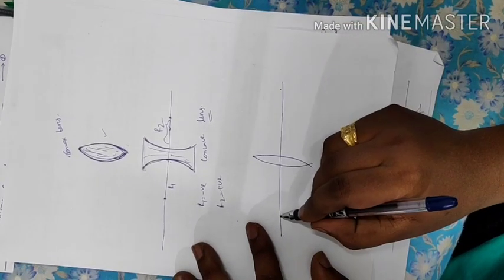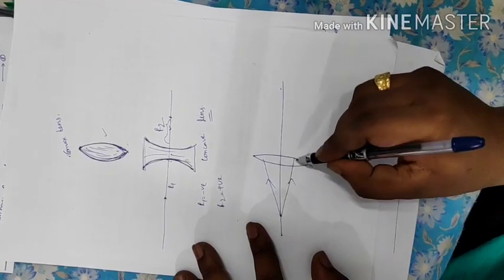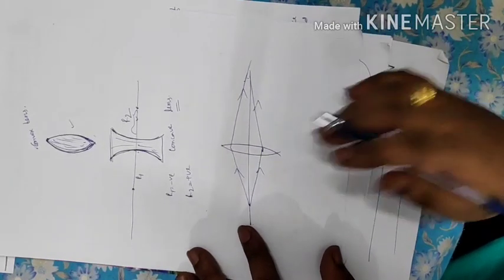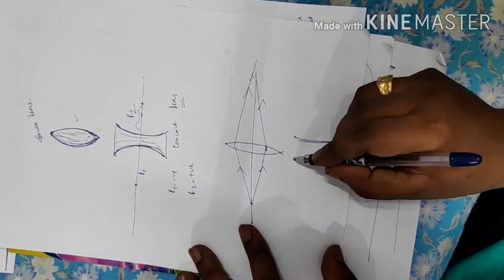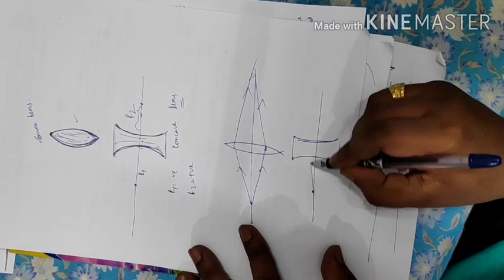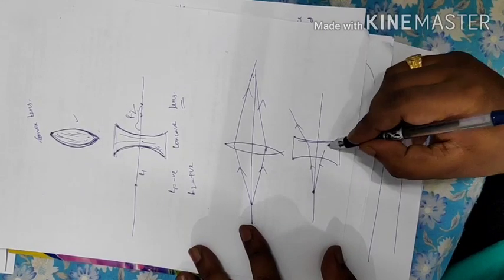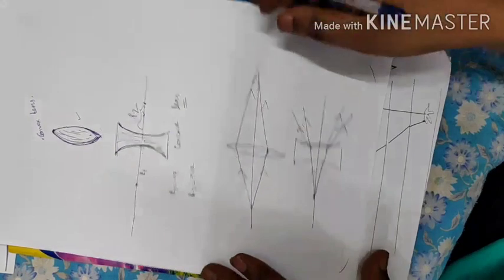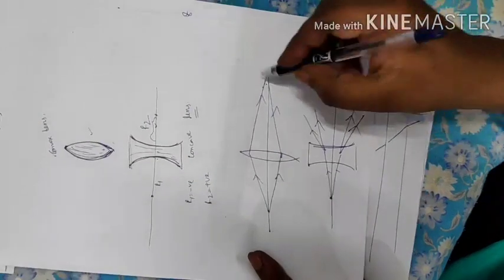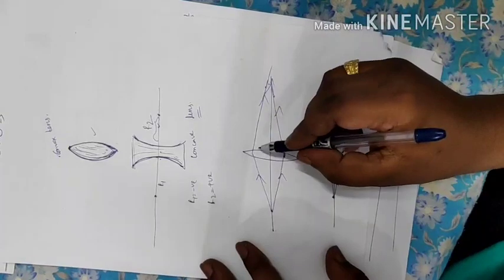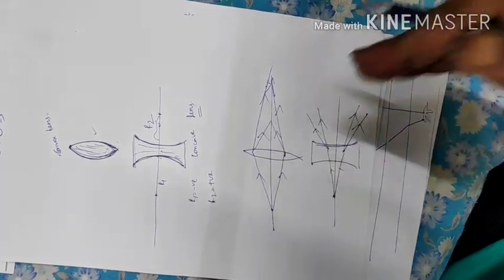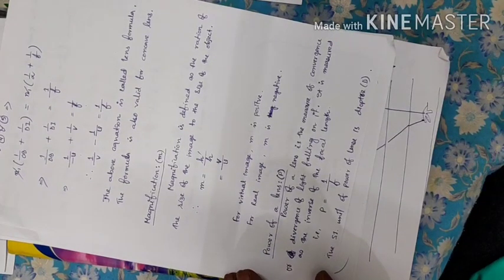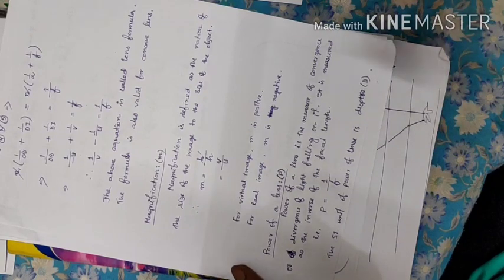For a convex lens, the light rays converge. For a concave lens, the light rays diverge, and how much they diverge can be known from the power of the lens. So the power of a lens is the measure of convergence or divergence of light falling on it.